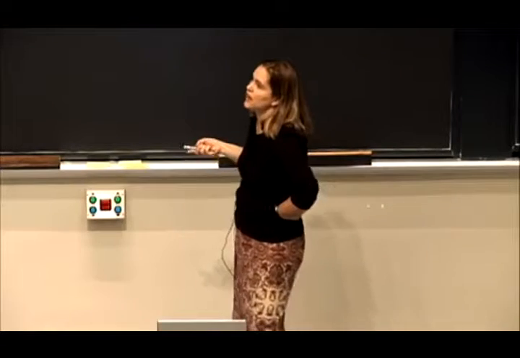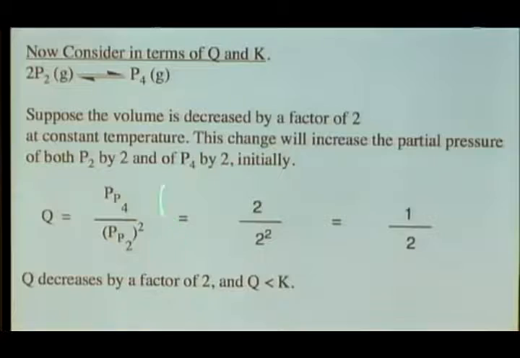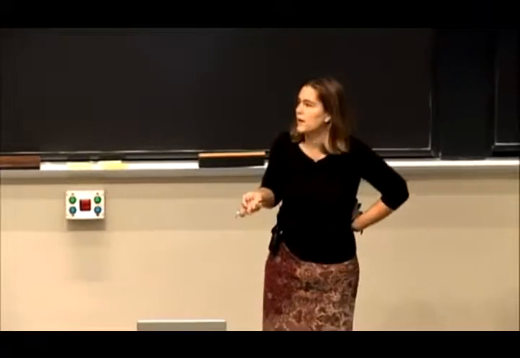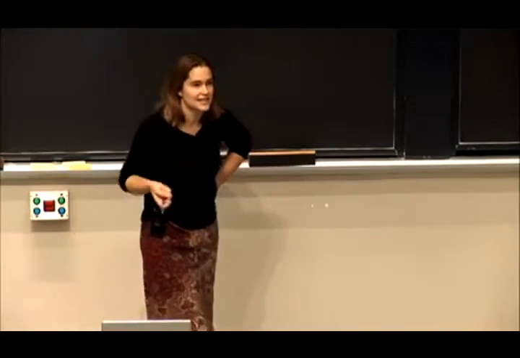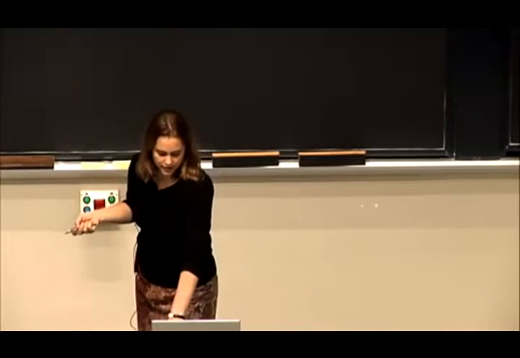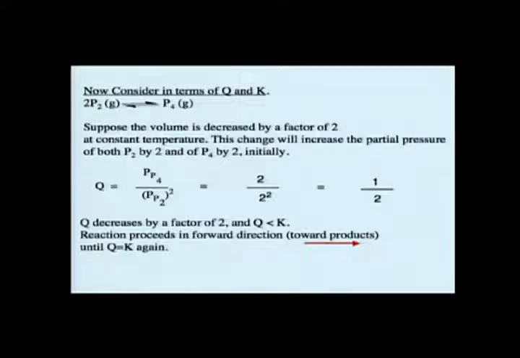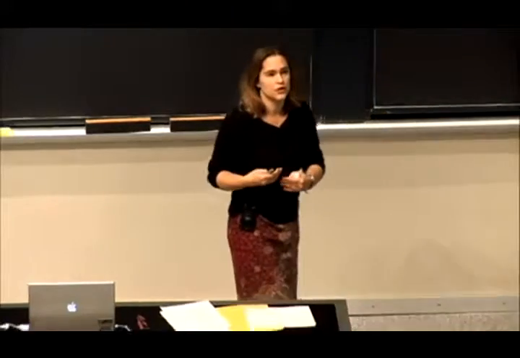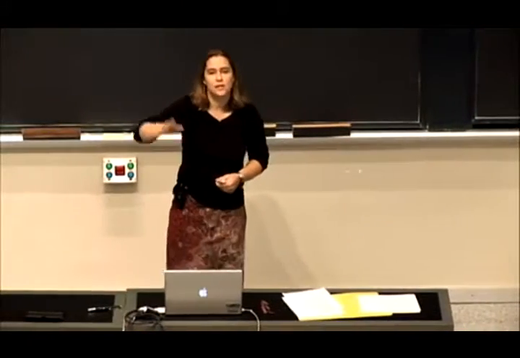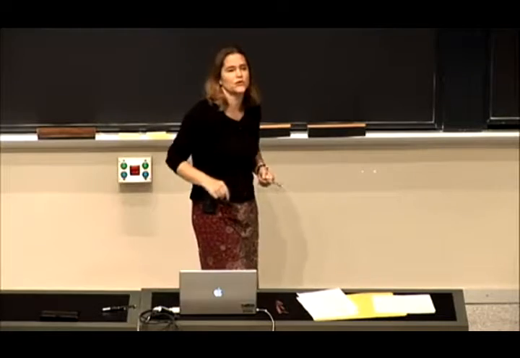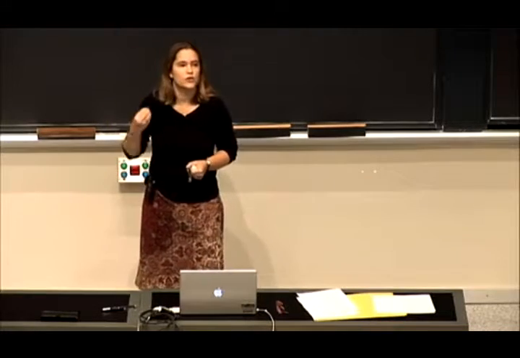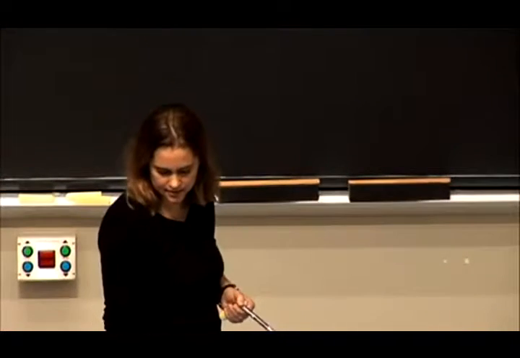So Q decreases by a factor of 2, and so Q becomes less than K. And so in the clicker question, we talked about what happens when Q becomes less than K. And what happens there is you're going to shift toward products until Q equals K again. So you can think about this in terms of Q and K. You can also just think about it, how many moles of gas are on one side, how many moles of gas on the other side, and how are you going to decrease or minimize the stress on the system.